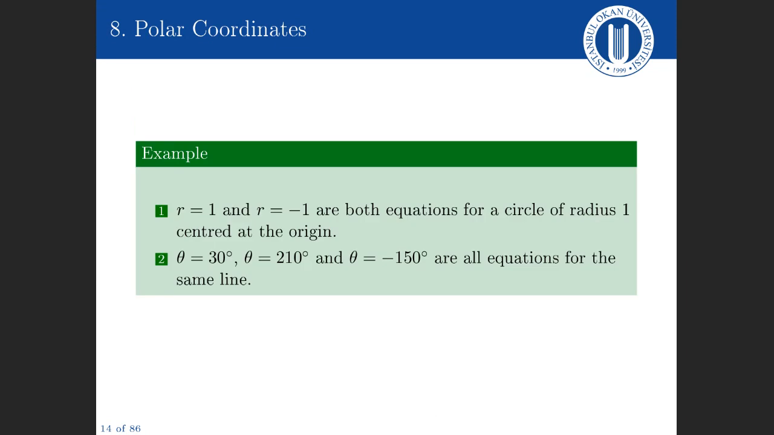Now, let me point out r equal to 1 and r equal to minus 1 are both equations for the same thing. They're both equations for a circle of radius 1. Theta equal to 30 degrees, theta equal to 210 degrees, theta equal to minus 150 degrees. These are all equations for the same line because the difference between these angles is 180 degrees or a multiple of.